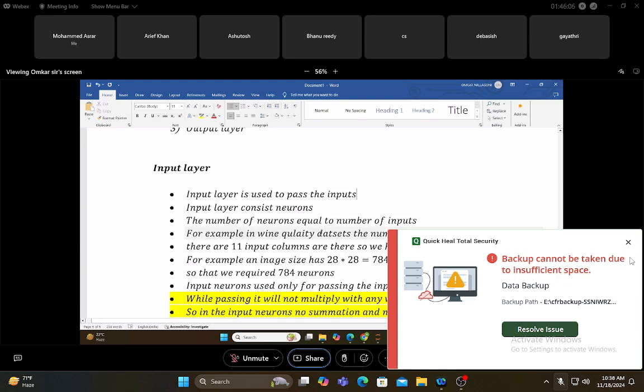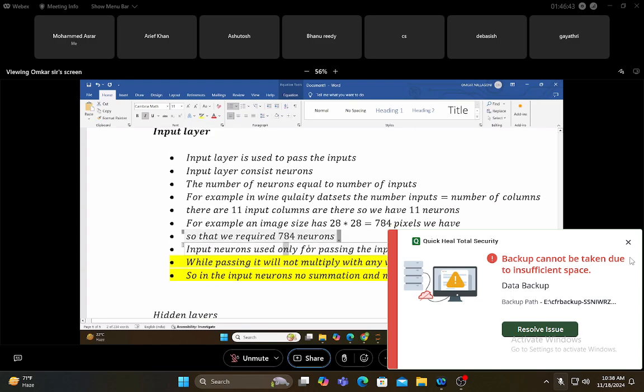For example, in the wine quality data set, how many inputs? 11. So 11 neurons are required. For example, an image of 28 by 28 has 784 pixels, and each pixel is one value. So we require 784 neurons. Input neurons are only for passing the inputs.